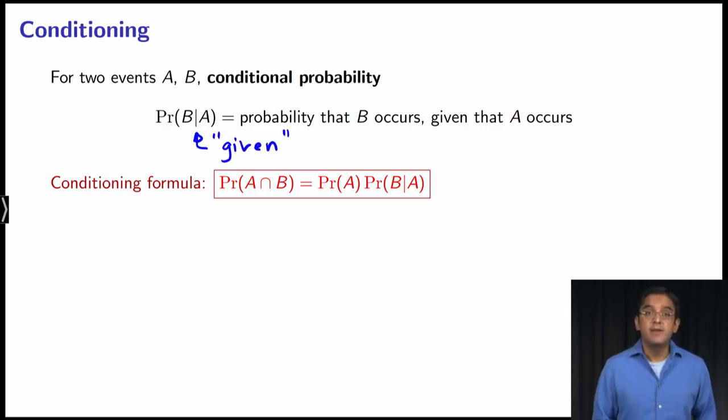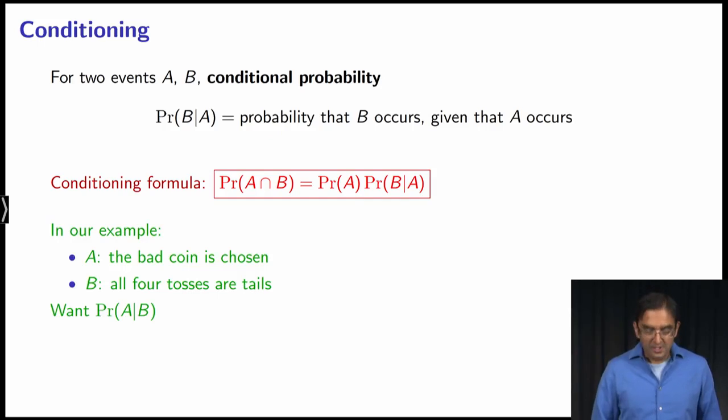Now, the most basic formula for conditional probability is this one shown over here. It says that the probability that A and B both occur is the probability that A occurs times the probability that B occurs given that A has occurred. Okay? So returning to our example, there are two events that we're dealing with, A and B.